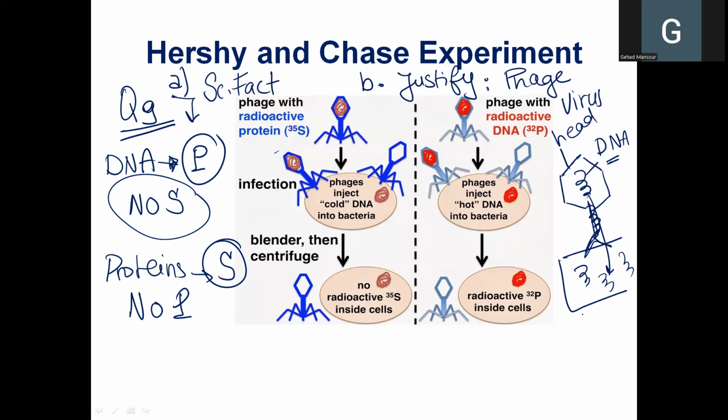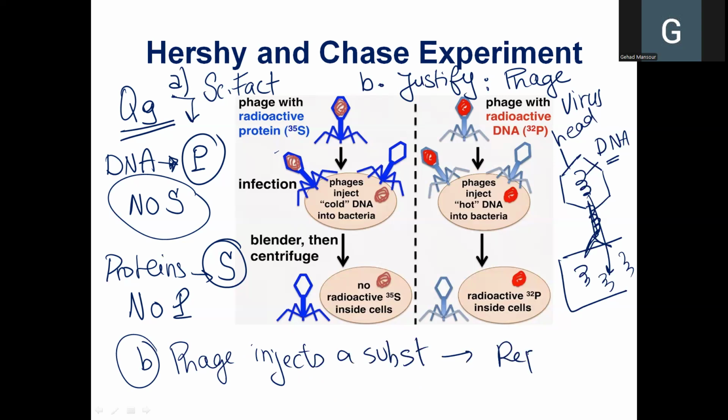This is not the interest of Hershey and Chase. The interest of Hershey and Chase was to know what substance is injected actually, because they knew a fact, I'm now answering letter B, they knew a fact that the phage injects a substance, and that substance replicates inside, multiplies inside the bacterium. So this substance is the genetic material, and they wanted to prove this.